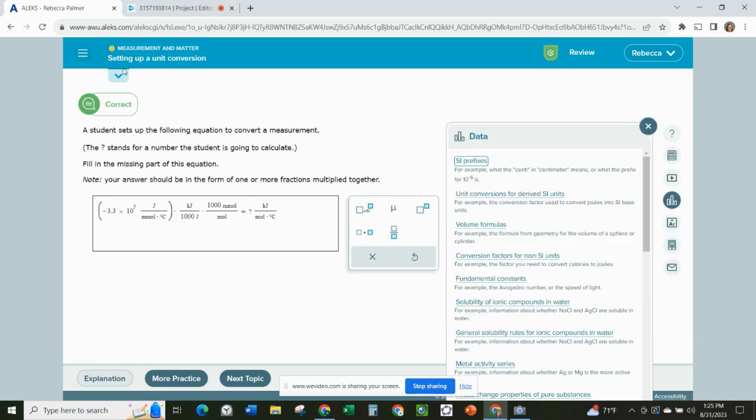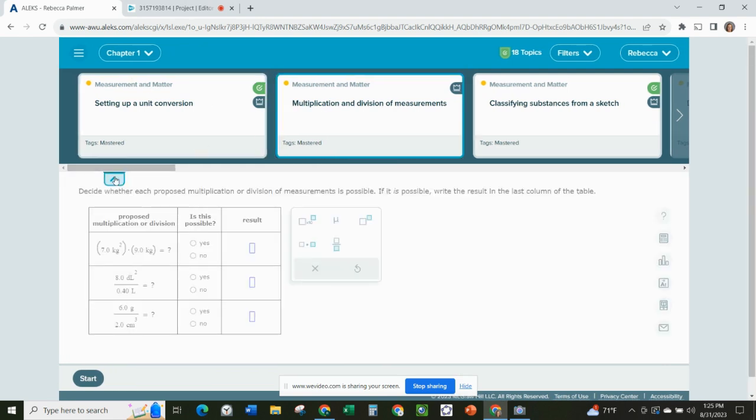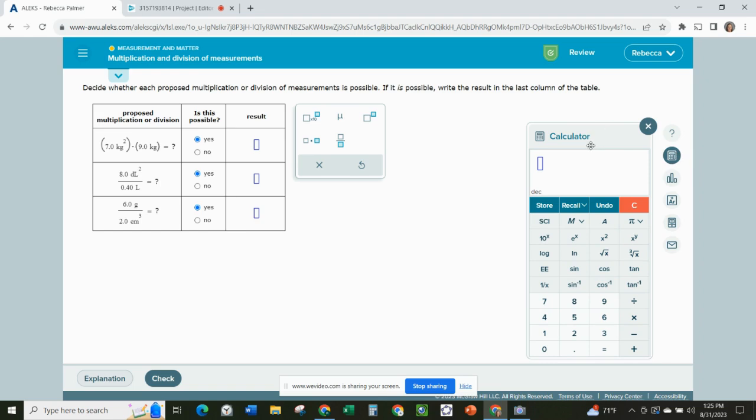Okay, and I also want to talk about this topic, the multiplication and division of measurements. So this question asks, is this possible? For this class, I haven't seen one that's no. So always just click yes. Yes, these are all possible. And then we just have to make sure we do the math right and carry the unit through correctly.